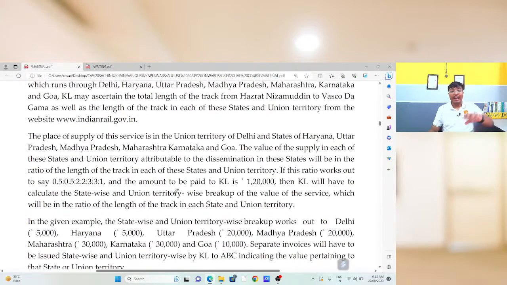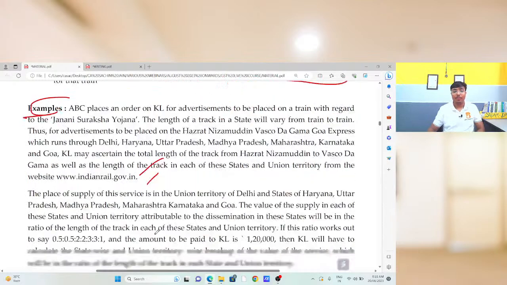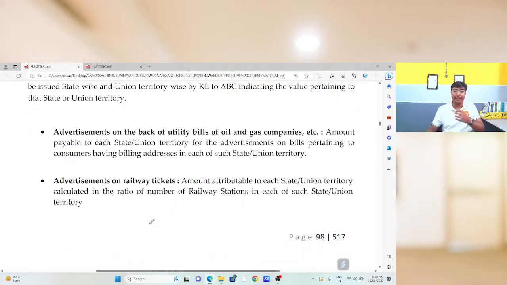Now, next situation. I am just going to explain the example verbally. The same example is there. So if you have the study material, you just need to go through that example. We have already covered it verbally. Next.